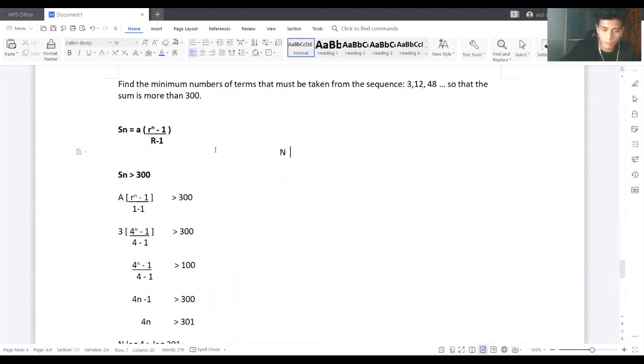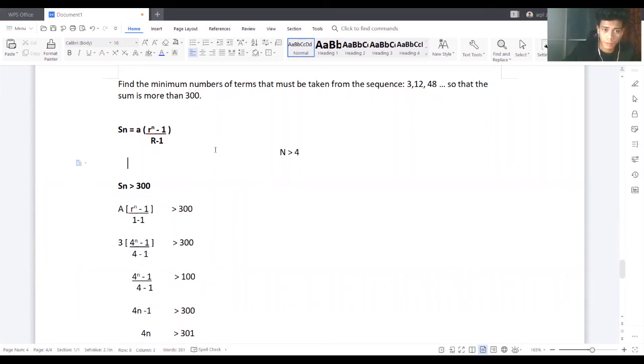n bigger than 4, and then n equals 5, because after 4 is 5, which is the next number after 4. The n needs to be bigger than 4, so the answer will be n equals 5. That is the answer for question 2 for geometric.